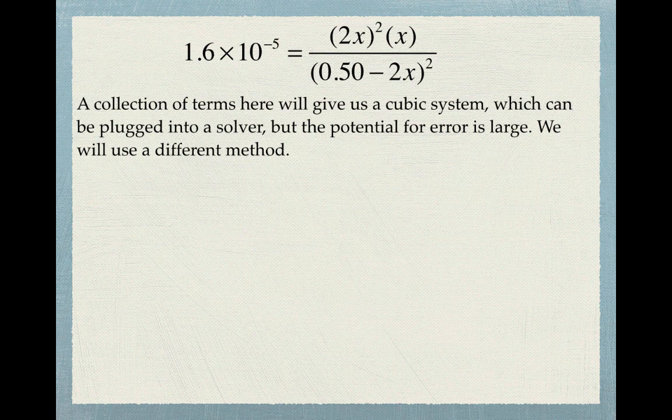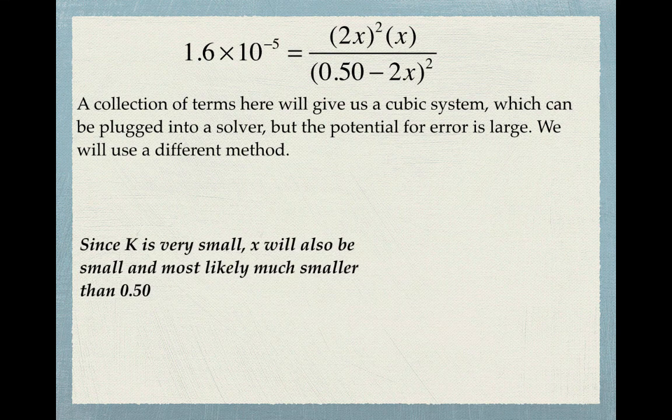You can plug a cubic equation into a solver in your calculator if you have one, but the potential for error is fairly large, making sure that you've collected all of your terms properly and gotten everything plugged into the calculator correctly. We're going to use a slightly different method where we make an approximation. We see that the value of K is very small, 1.6 times 10 to the minus 5. Because of that, I make very little product. Well, if you remember, x is the amount of NaCl being lost and the amount of product being made. So this means that x is most likely also very small and probably a lot smaller than 0.5.